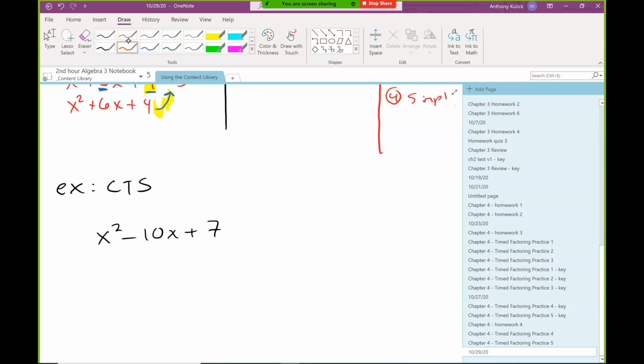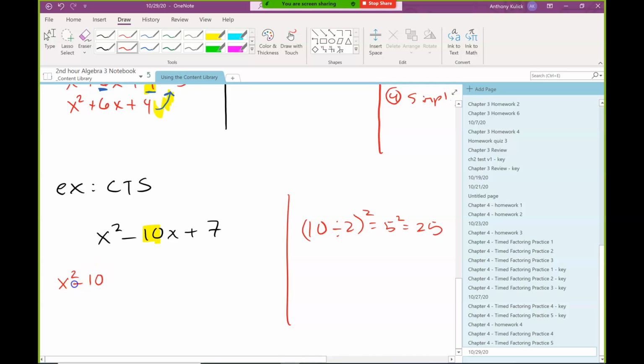So x squared minus 10x plus 5. The first thing I do is I'm going to look at that middle number. So 10 divided by 2 squared is 25. Very good with that?